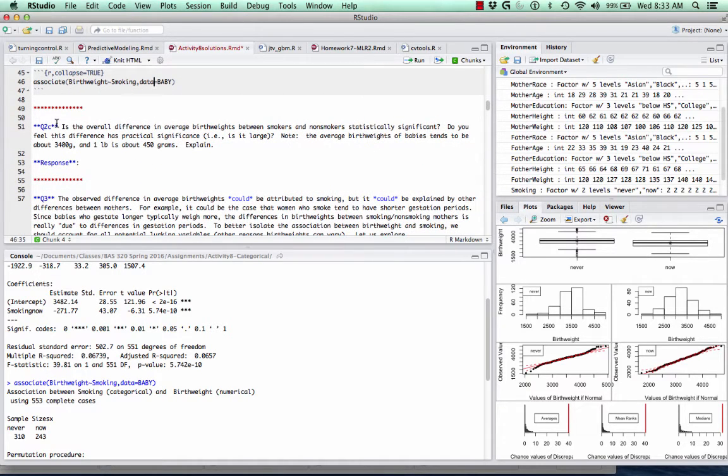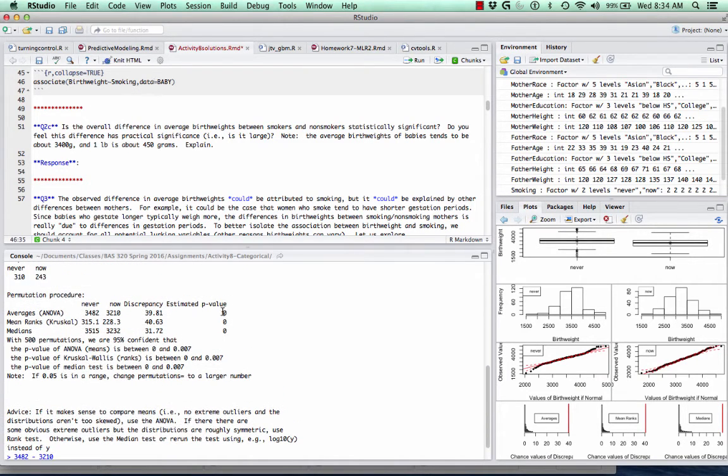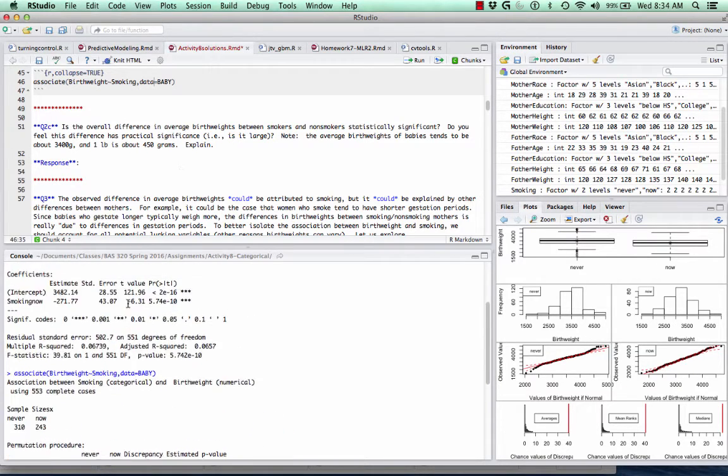Question 2c asks whether the overall difference in average birth weights between smokers and non-smokers is statistically significant or not. We're going to come up with the same answer regardless of how we approach the problem. If we use associate to compare the averages, we get an estimated p-value of 0, with a range of 0 to 0.007, so less than 5%. So yes, statistically significant.